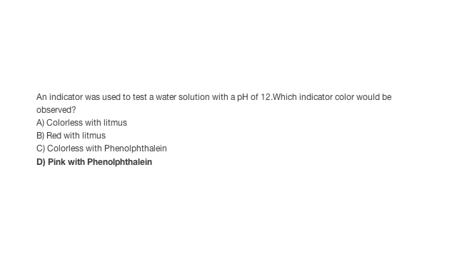The correct answer is choice 4, pink with phenolphthalein. In this question, you can eliminate choice 1 immediately because a solution will never be colorless when you're testing with litmus paper. For example, blue litmus paper turns red under acidic conditions, and red litmus paper turns blue under basic conditions, so it's never going to be colorless.